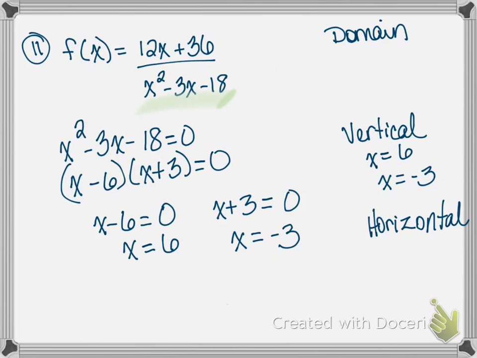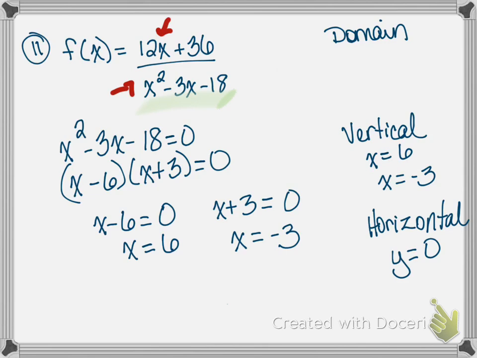Okay, now my horizontal asymptote is, I look at the degree. So I'm looking at the degree of my numerator and the degree of my denominator. The degree of my numerator is 1. The degree of my denominator is 2. So, since the degree of my numerator is less than the degree of my denominator, my horizontal asymptote is y equals 0. Now, when it's the same, that's when you have the relationship between the two.